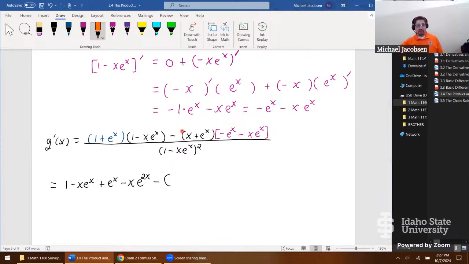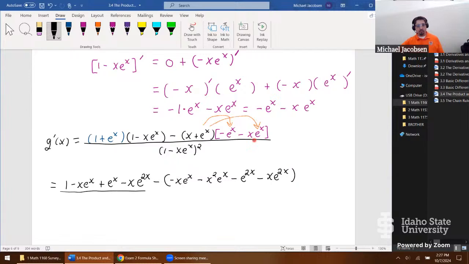So new distribution, here to here is going to be minus x e to the x. And here, multiplying here, is going to be minus x squared e to the x. Distributing this way, let's see, we have e to the x times negative e to the x. So that's going to be negative e to the 2x. And last one, we're getting through this problem. That last multiplication is e to the x times negative x e to the x. So it turns into negative x e to the 2x.